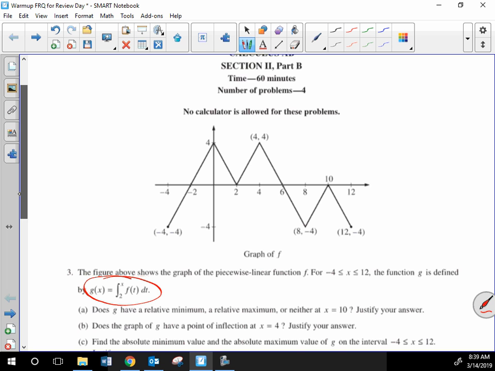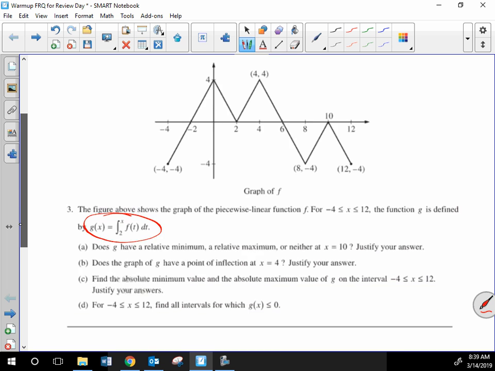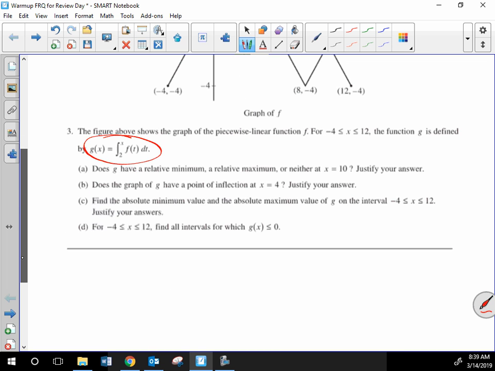Okay, so let's see. This is a no calculator question. And they tell us that the graph above is the graph of f. And they give us that g of x equals the integral from 2 to x of f of t dt. Again, anytime you see this, pretty much they're probably going to ask you to do something with the derivative and the second derivative. So basically, as soon as you see this, go ahead and take your derivative, g prime of x.